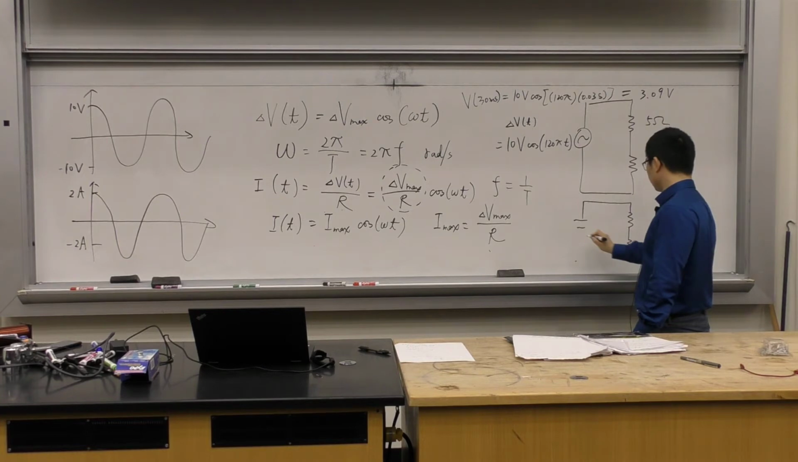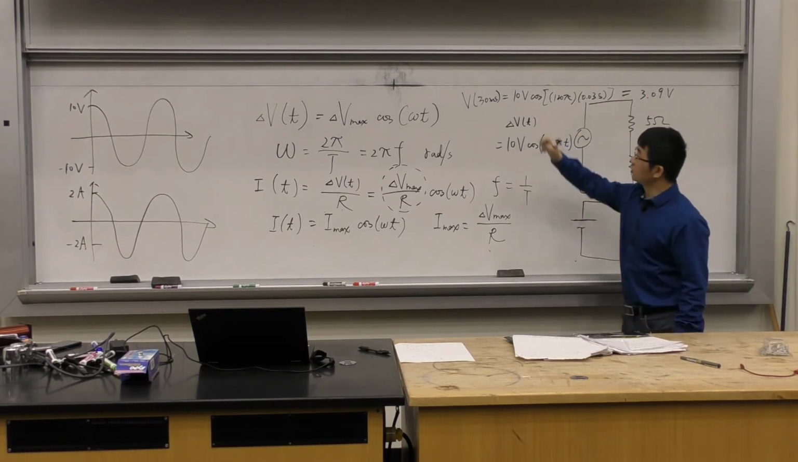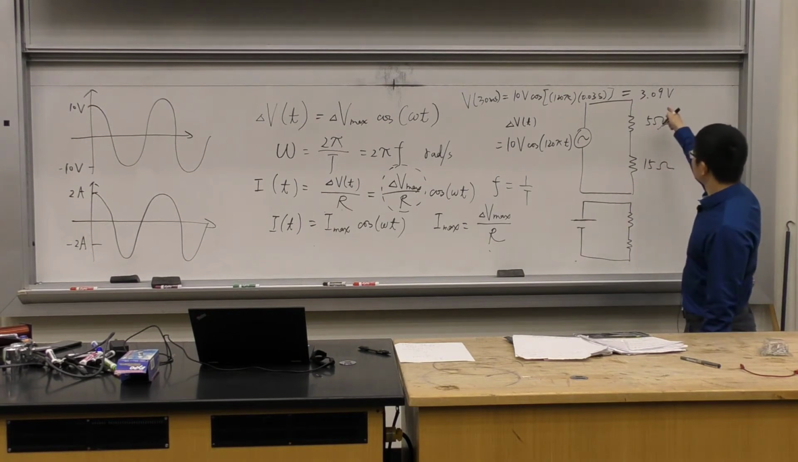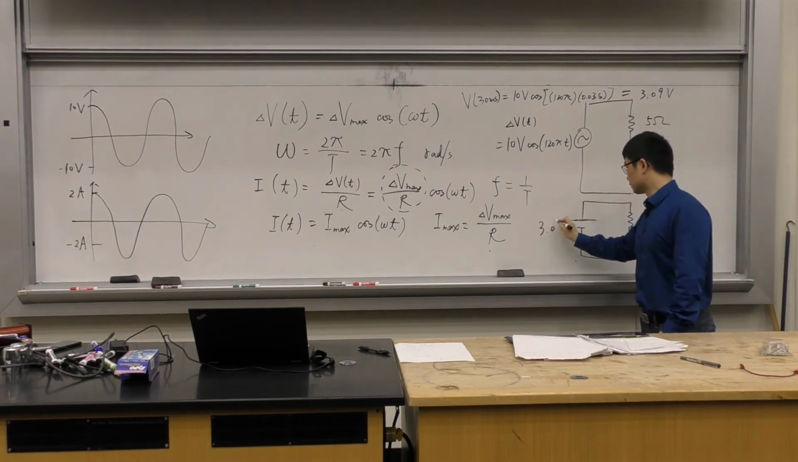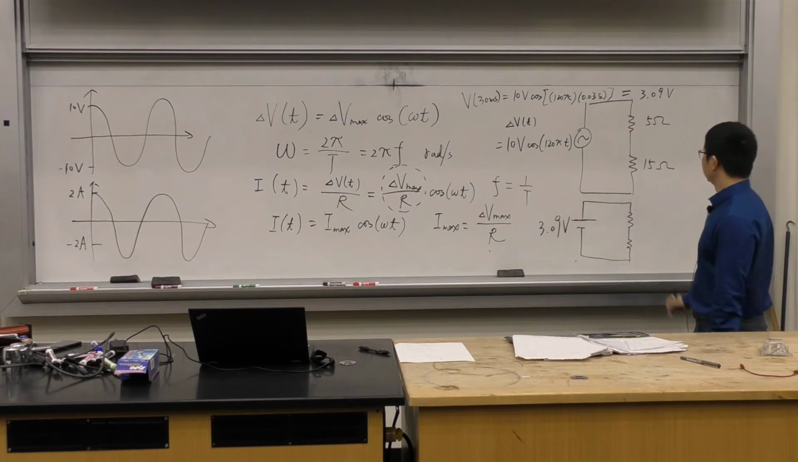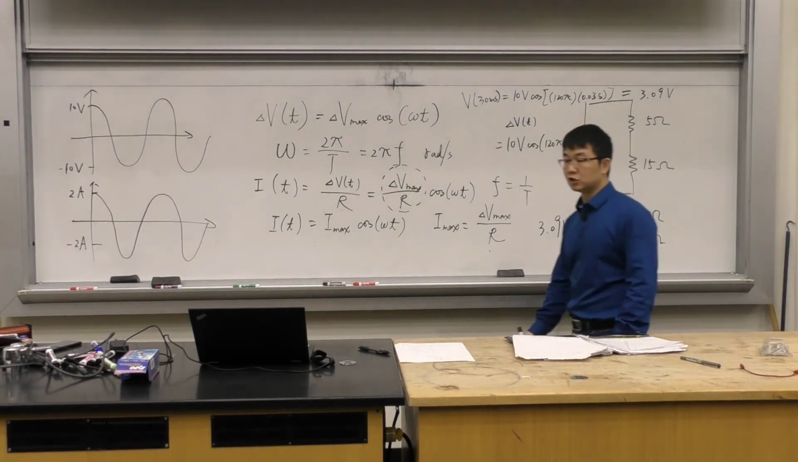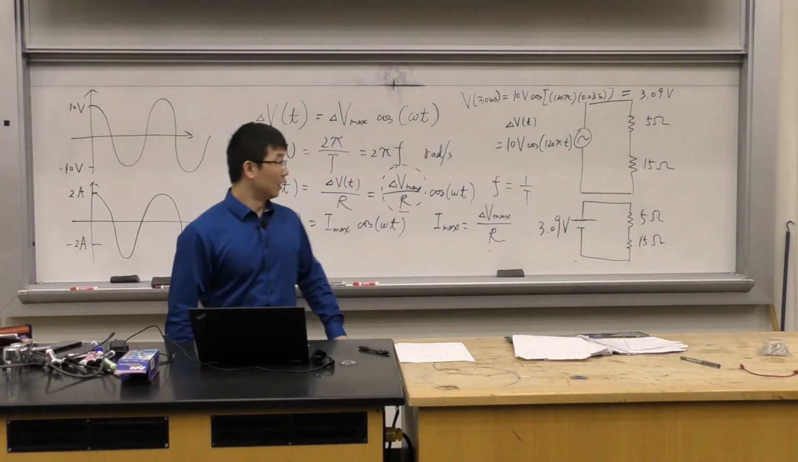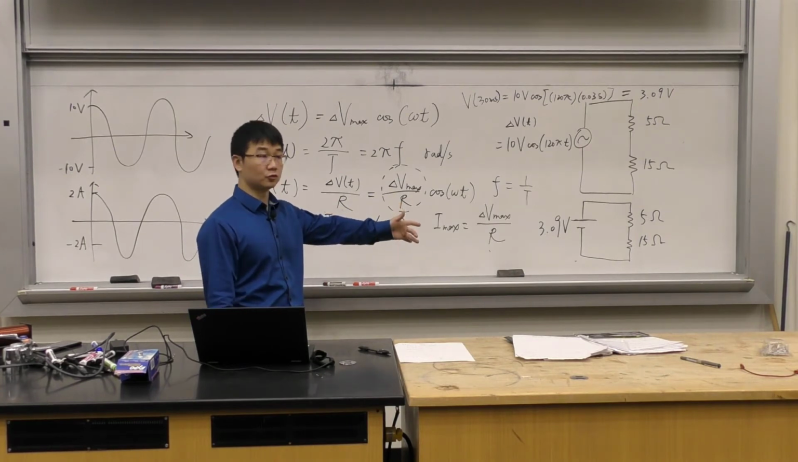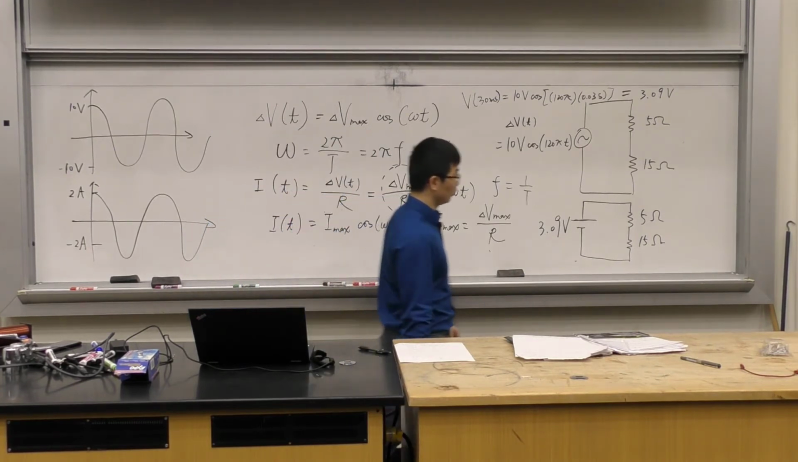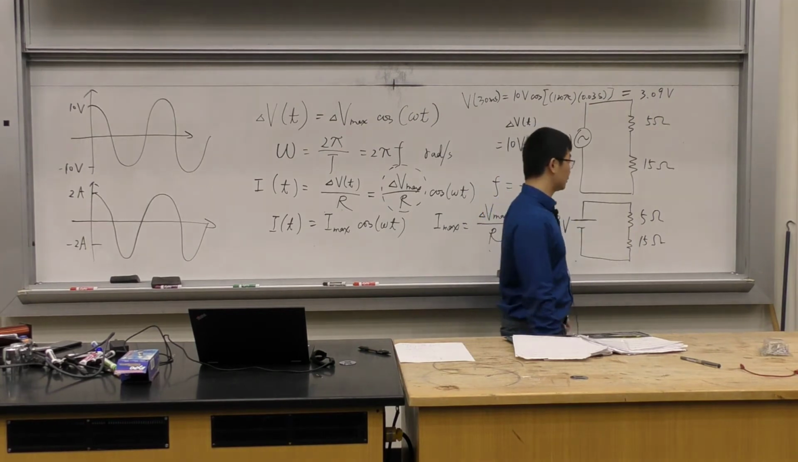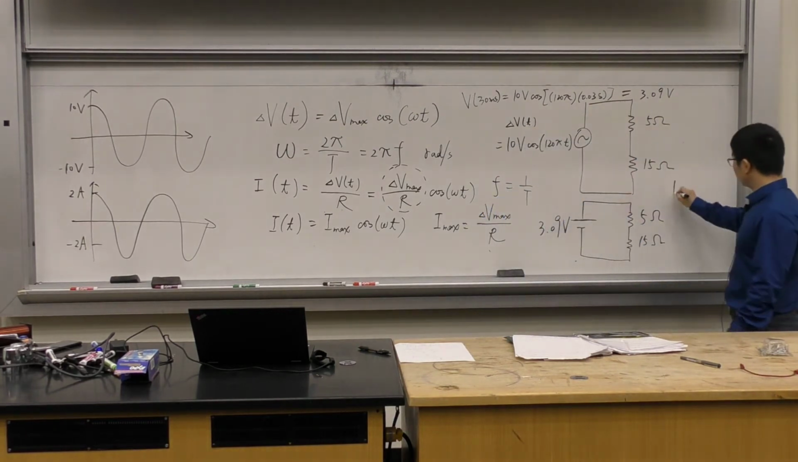Now I can just replace this with a DC circuit, because I'm only interested in what happens at 30 milliseconds. So at 30 milliseconds, the voltage is 3.09 volts. So it's pretty much like these two resistors are connected to a 3.09 volt battery. Find the power of this 15 ohm resistor. And that's something we already know how to do. How do I find the power of each of them? You just use the power equation, because power equals I times V.